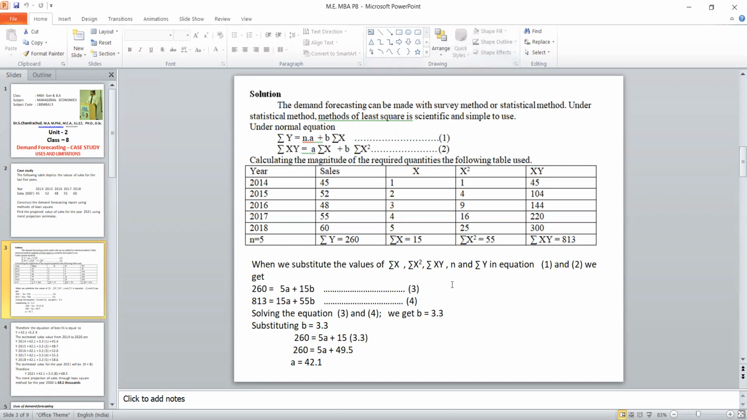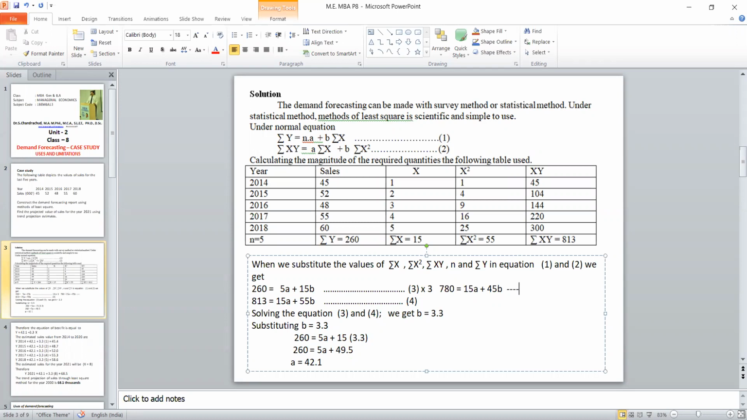Shall I type it? If you multiply with 3, the equation becomes 780 equal to 15a plus 45b. Okay, so this will be equation 5. Solving equation 4 and 5, 15a and 15a get cancelled. The difference between 813 and 780 will be 33.